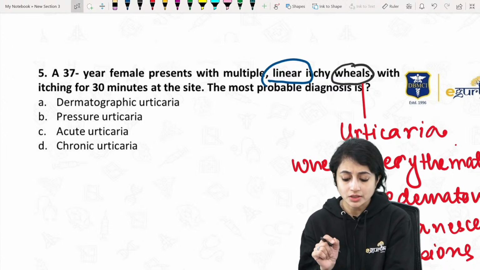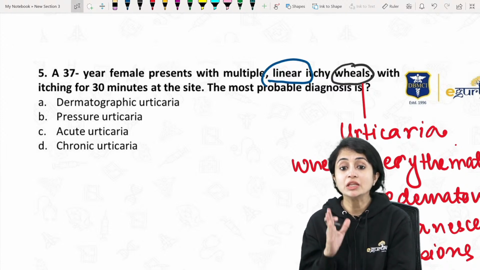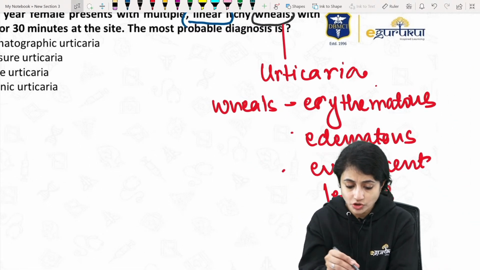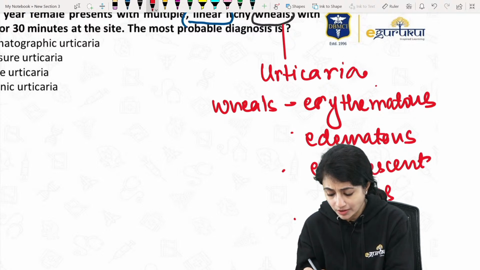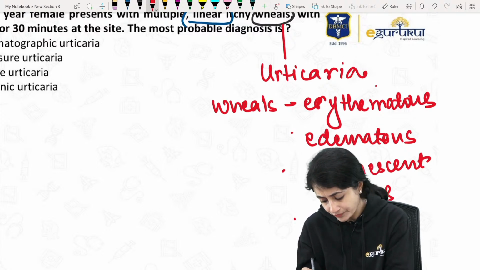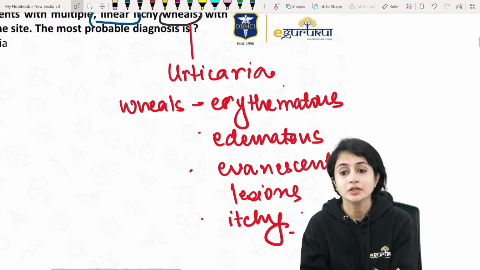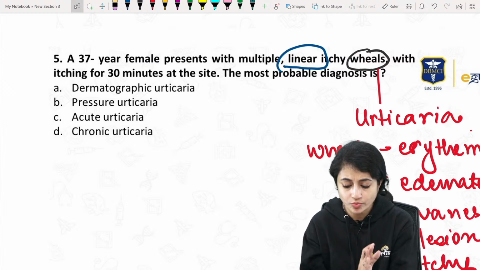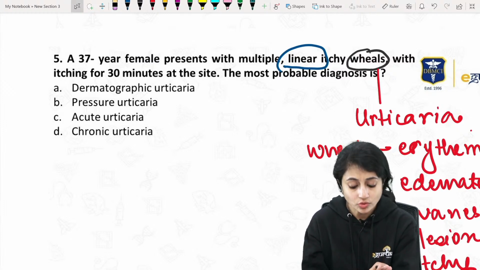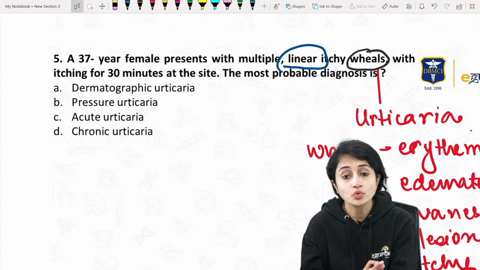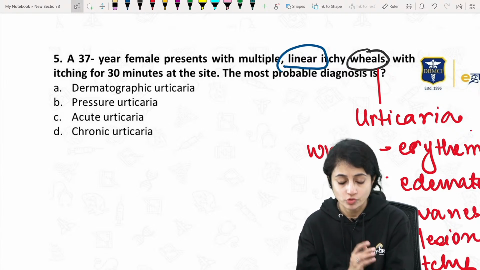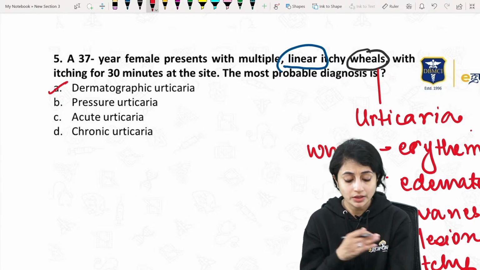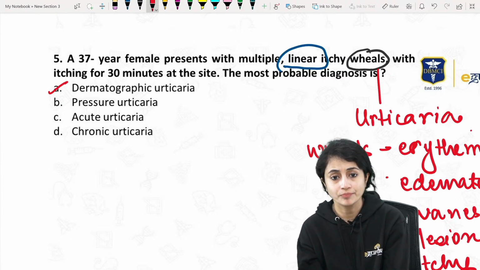So here a 37-year-old female is presenting with linear itchy wheals. And sorry, I did not mention here, there are erythematous, edematous, evanescent and itchy. Okay, so let's look at the options here. The most probable diagnosis is dermatographic, pressure, acute or chronic urticaria. So I just told you the answer would be dermatographic urticaria. But then what are these other types of urticaria?